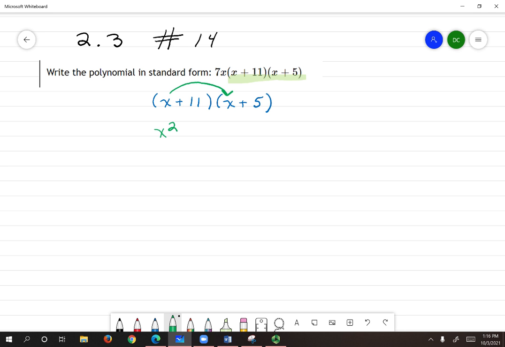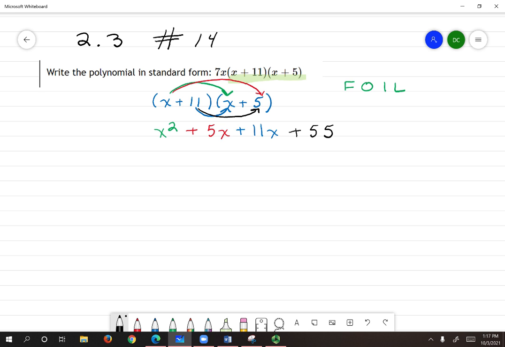The outside, remember FOIL stands for first, outside, inside, last. The outside is x times positive 5, which gives me plus 5x. The inside is 11 times x, which is 11x. And then finally the last, which is 11 times 5, or 55.